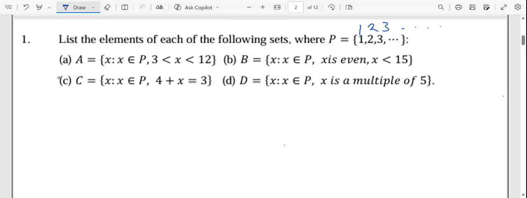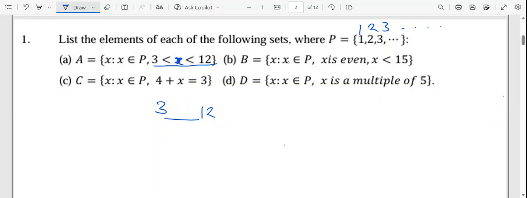So now how do we solve this one? They want us to list the elements of each of the following. There's a condition given there. This condition means that we need to list the numbers that are between 3 and 12. Those numbers should be greater than 3, so x is greater than 3, and again those values we will be listing need to be less than 12. That's the meaning there.